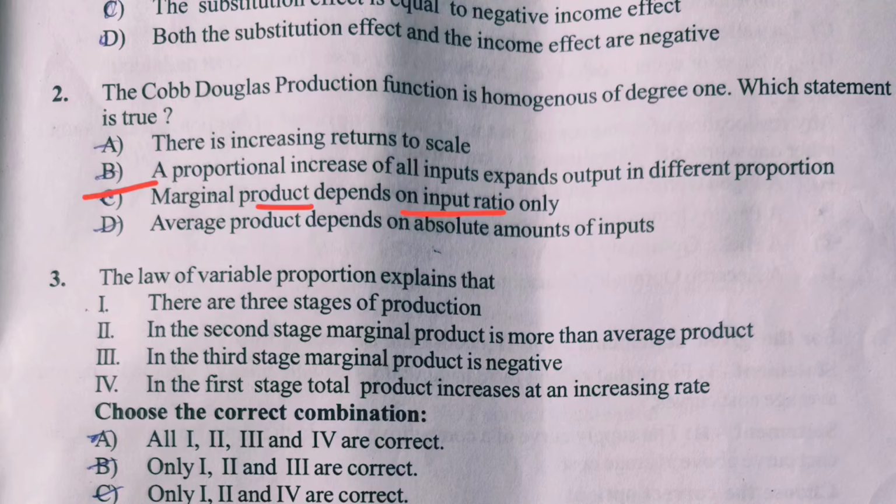Now option D is, average product depends on absolute amounts of inputs. No, it does not depend upon the absolute amount of inputs, it depends upon the input ratio, so it is also incorrect. The correct option is option C.